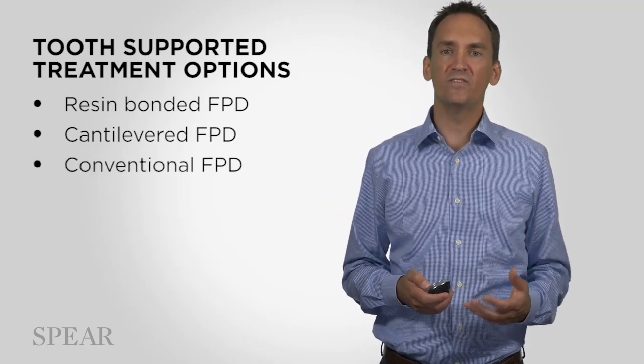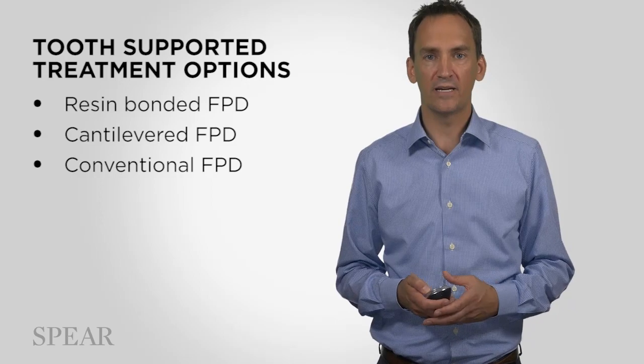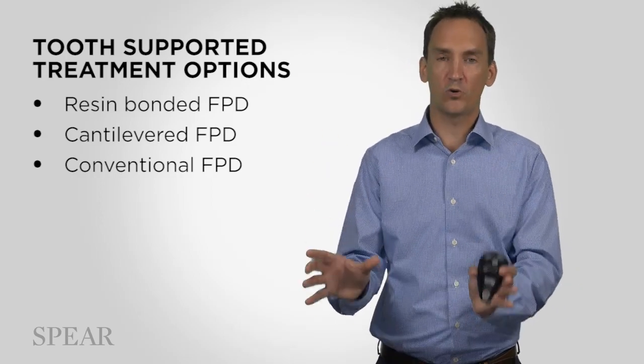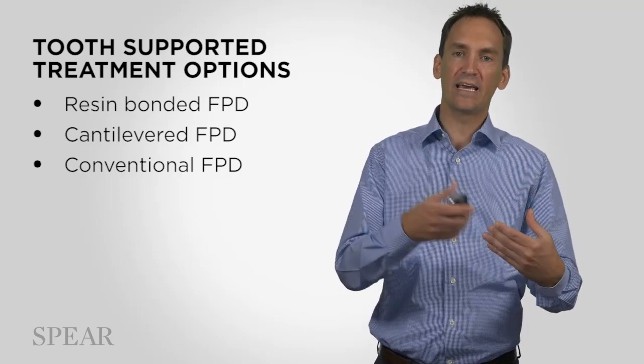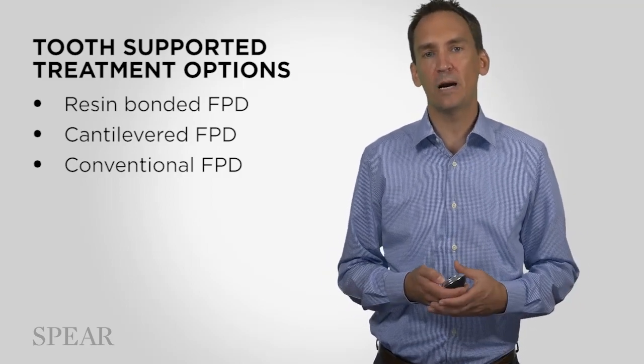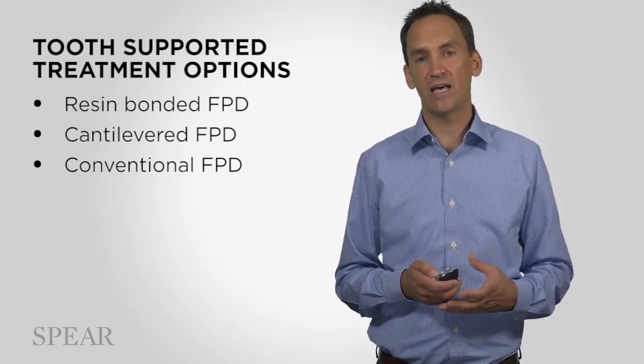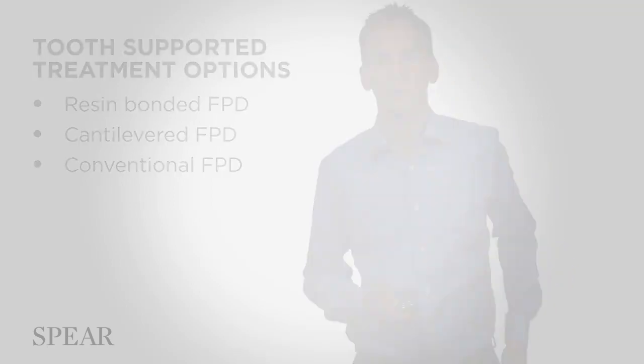Or I could do a conventional fixed partial denture. Now, conventional meaning I do crowns on the adjacent teeth. Maybe in my cantilever, I do a crown and cantilever. So there's a lot of different treatment options that I could provide to replace that missing lateral incisor. Let's start with the most conservative of the lot, which is something that is adhesively retained, a resin bonded bridge.